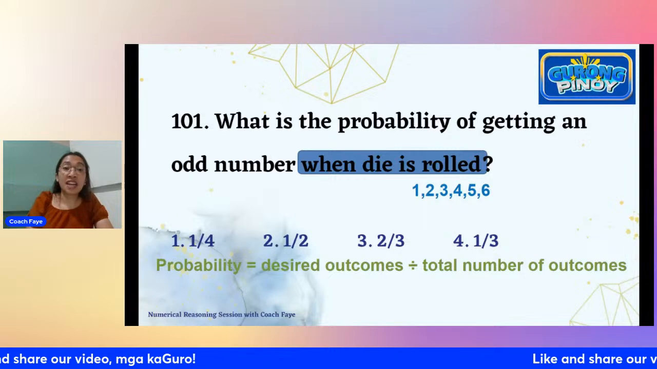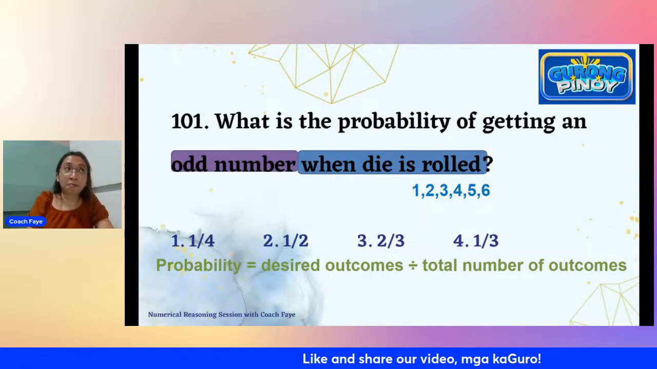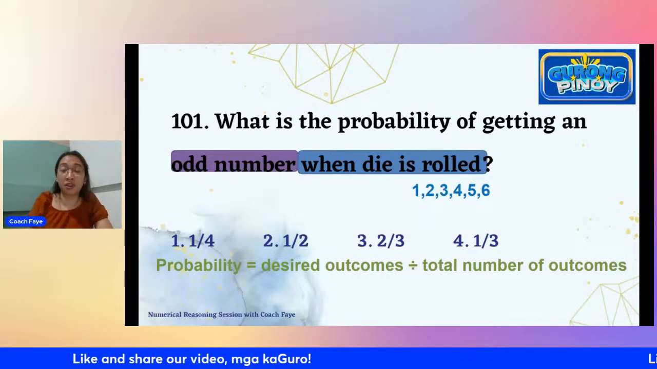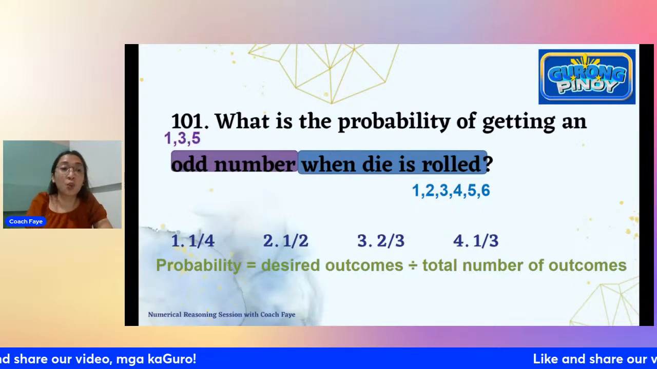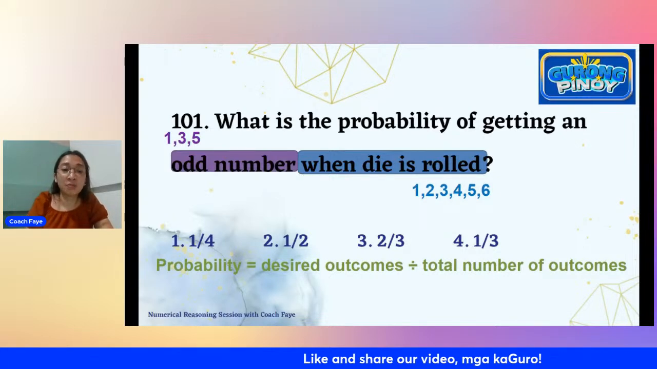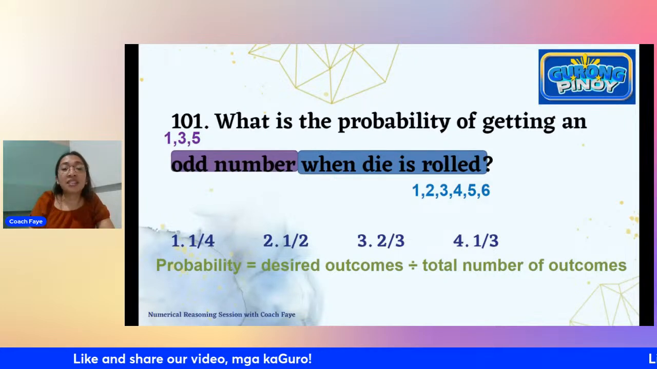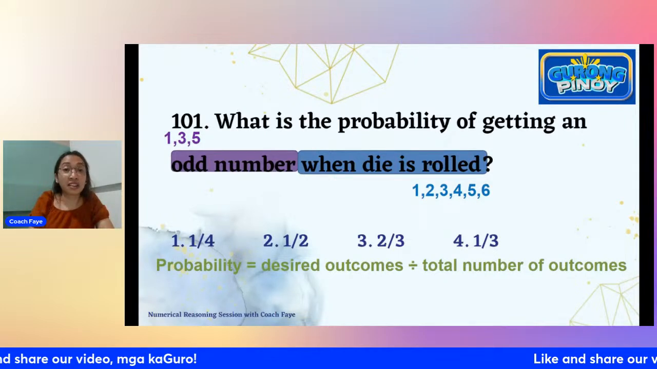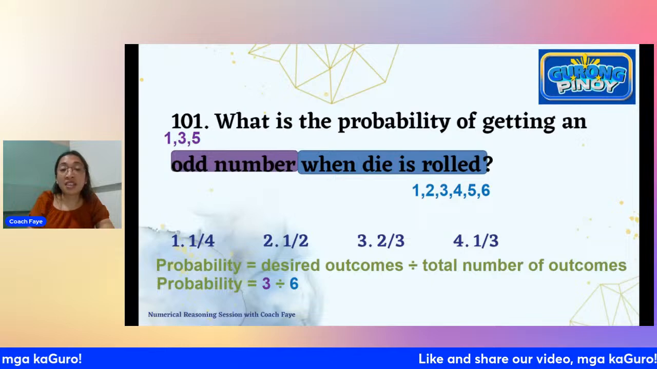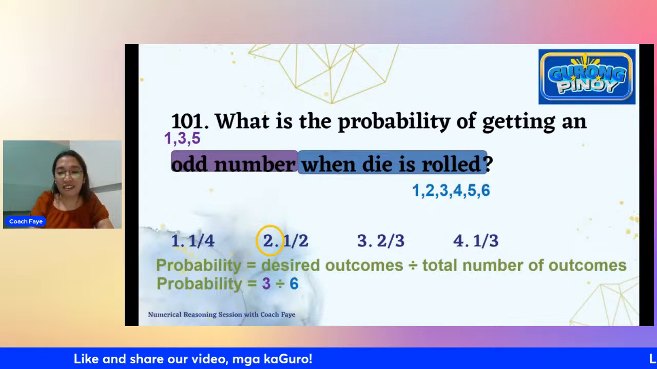Ngayon, the probability of getting an odd number is our desired outcome. And ilan po ba yung odd doon sa 1, 2, 3, 4, 5, 6? Of course, it's just 1, 3, and 5. So ngayon, how do we solve our probability? It should be the desired number of outcomes, which is the 1, 3, 5, divided by the total number of outcomes, 1 hanggang 6. So that would be 3 divided by 6, or as most of you are saying, it is indeed option 2, 1 half.